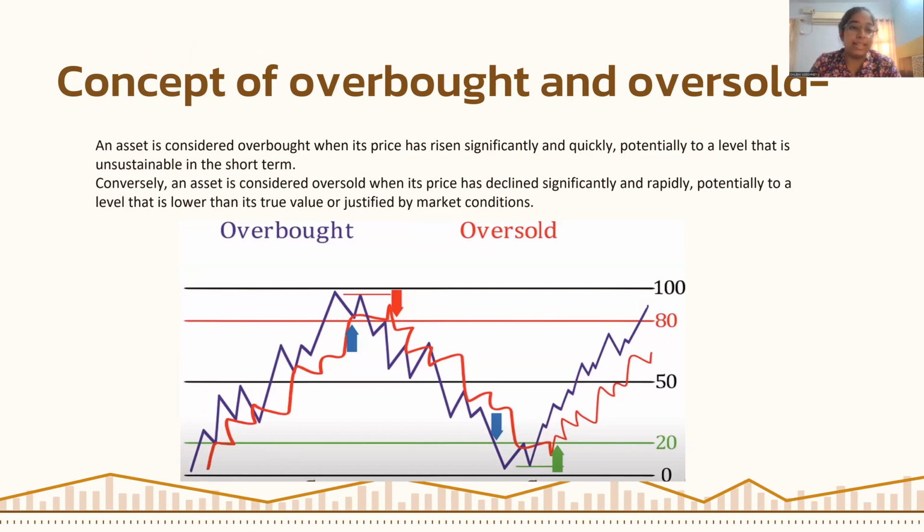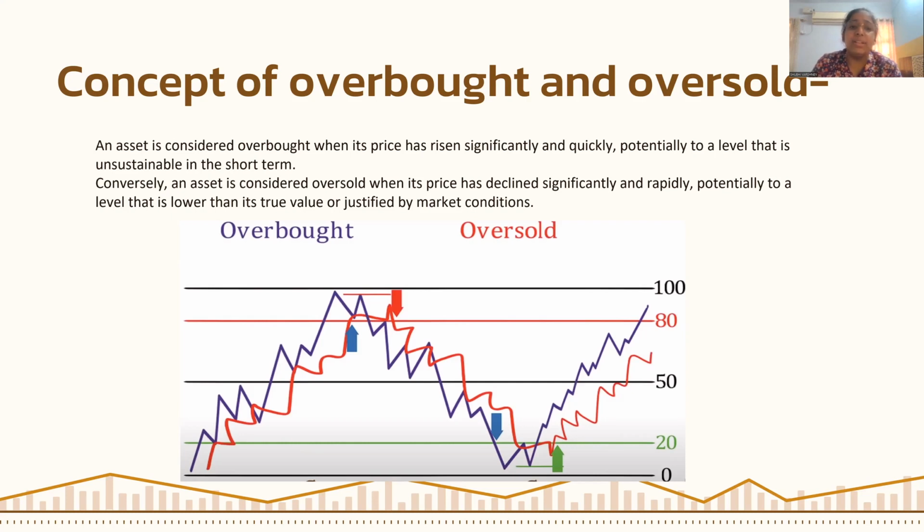For example, let us take an example of COVID-19. In March 2020, when COVID first hit the world, the demand for masks was significantly high, which led to the prices of masks rising to a very high level. That condition for the commodity of masks is known as overbought.